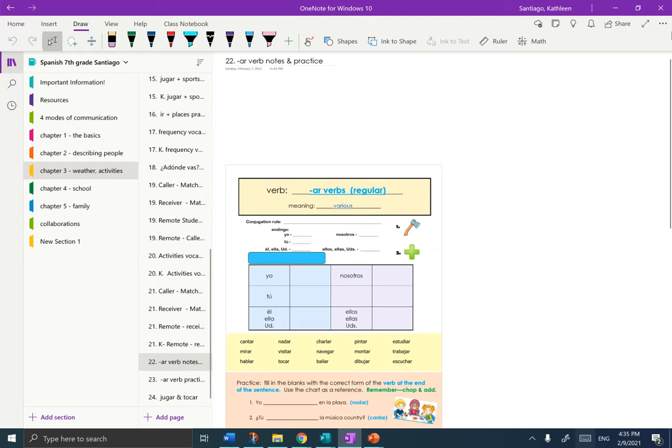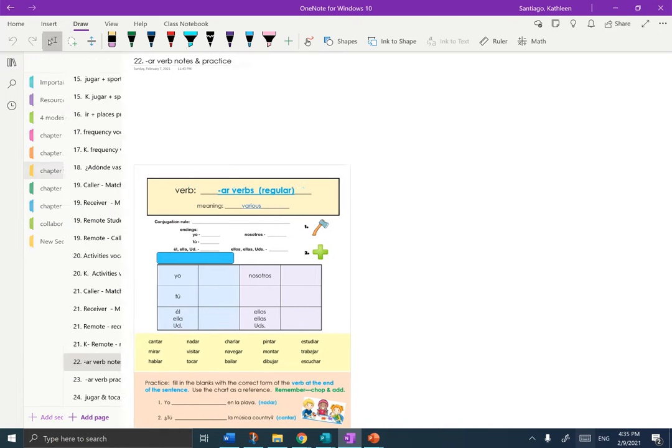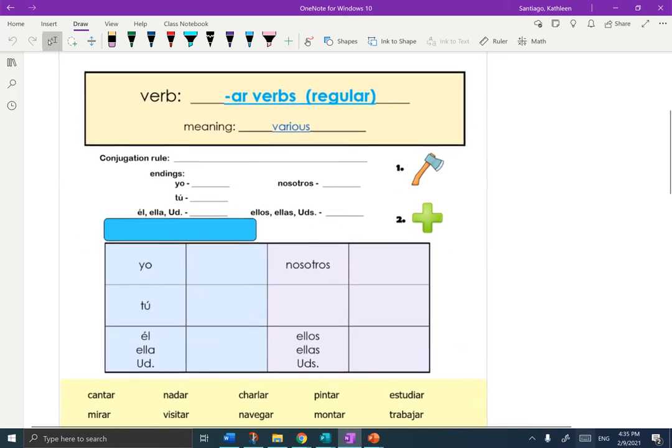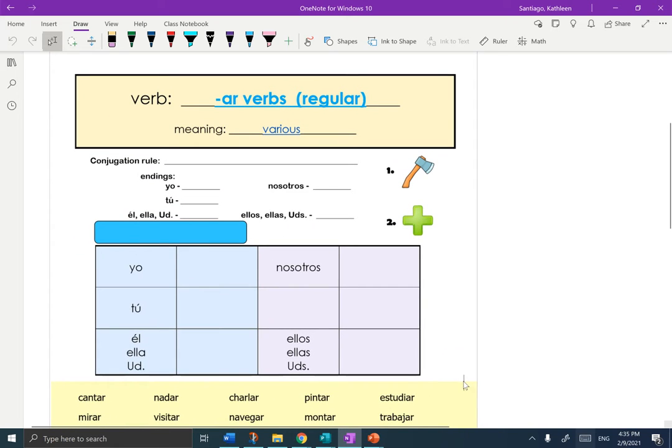Hola, estudiantes. It's Mrs. Santiago here, and today we're going to take the notes for the AR verbs, and then there's some practice. Okay, so I'm in your OneNote, Chapter 3, and the page is AR verb notes and practice. I'm going to eliminate the table of contents and make the page big. Okay, make sure that it's not going to move.